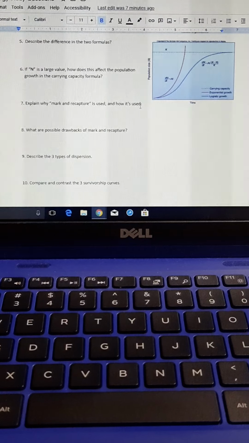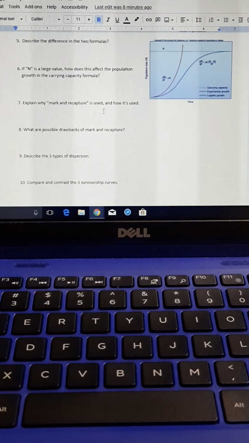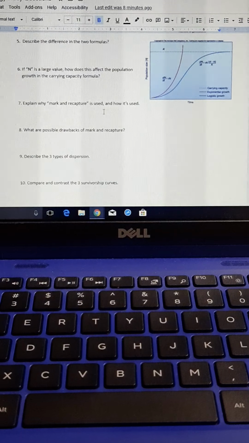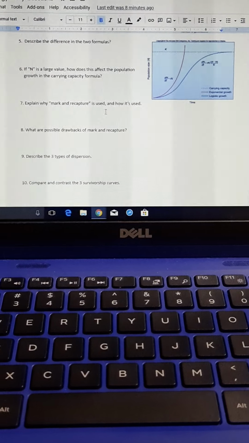Mark and recapture is used to estimate populations, counting organisms. We get a small sample, we put it back into the population, and we continue from there. The equation for this is a fraction, where in the numerator we take the number first marked and multiply it by the total in the second catch, and then we divide this number by the number marked in the second catch.